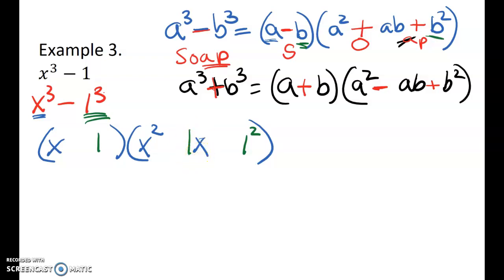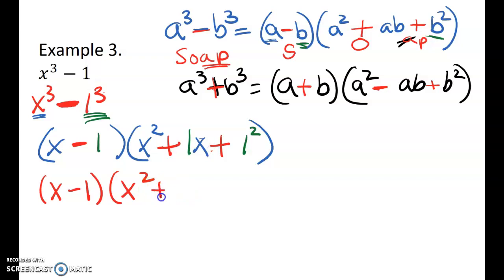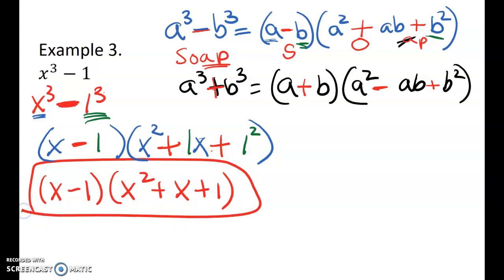Now let's worry about our signs. Our signs are the same sign. So the same sign as subtraction is subtraction. Opposite, always positive. And now if I followed this correctly, I can simplify this. 1 times x is just x, and 1 squared is just 1. And that is how I factor a difference of cubes.